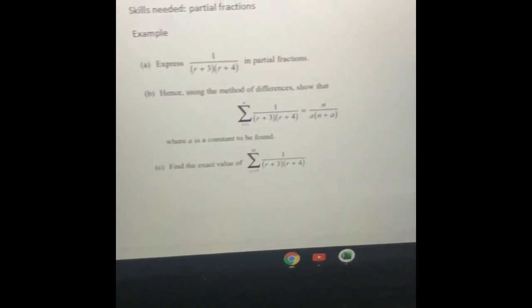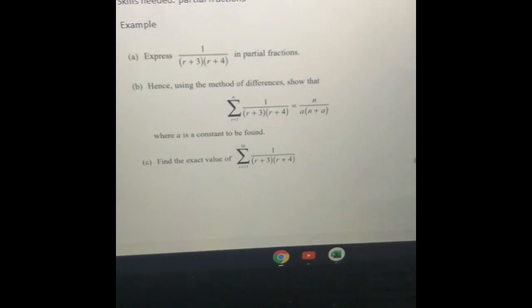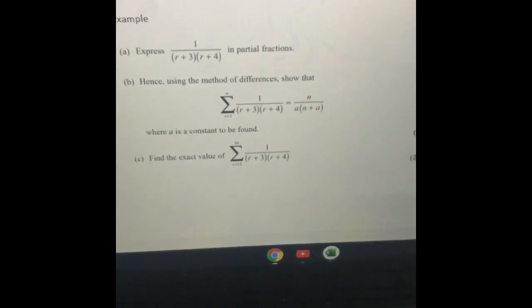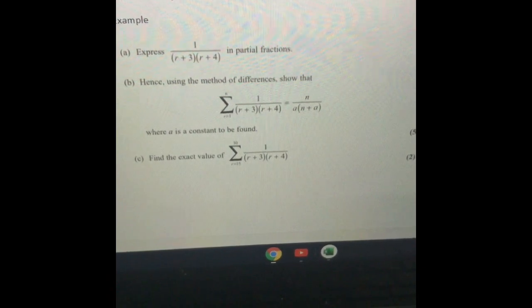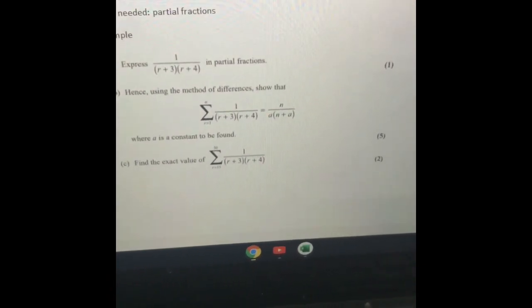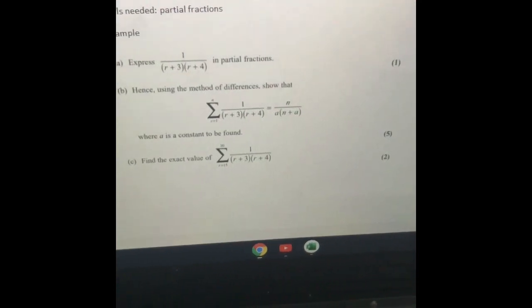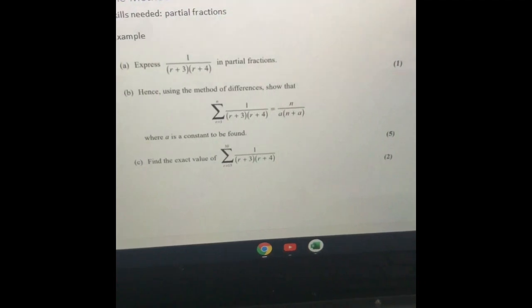So here you need to be able to do partial fractions before you can access this topic, which is why I've covered it. So the first part, it says express 1 over r plus 3 brackets r plus 4 in partial fractions. So this bit you can probably do yourself. It's not worth a lot of marks in further maths, so you might want to pause the video and complete it yourself, and then I'll show you my answer.